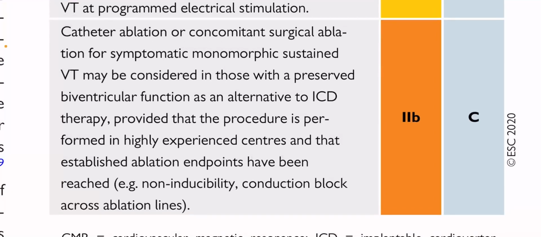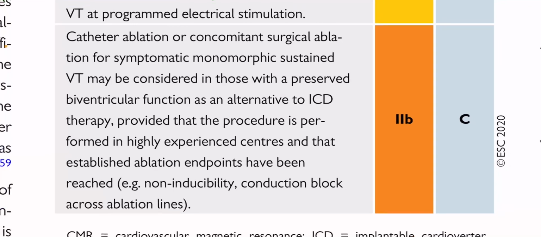Catheter ablation or concomitant surgical ablation for symptomatic monomorphic sustained VT may be considered in those with a preserved biventricular function as an alternative to ICD therapy, provided that the procedure is performed in highly experienced centers and that established ablation endpoints have been reached, for example non-inducibility, conduction block across ablation lines. Class 2B recommendation.